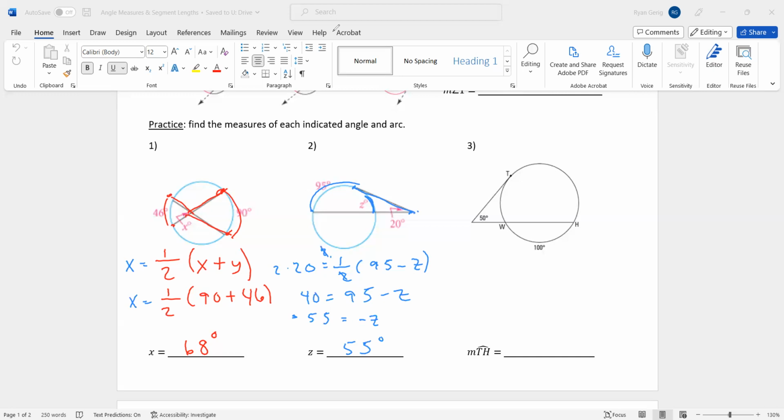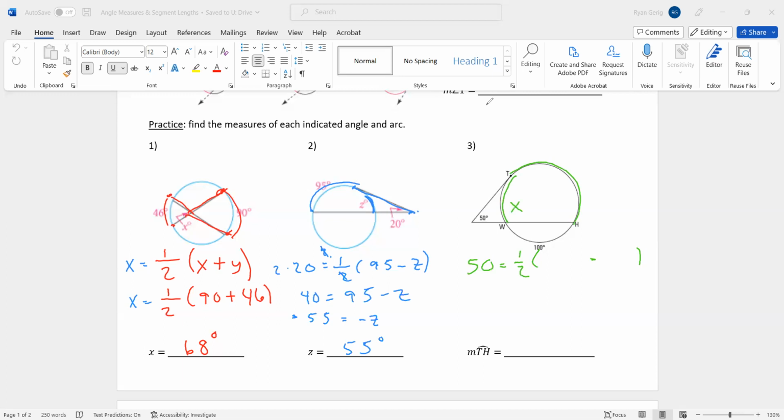This last one here is quite a bit more challenging. I've got the angle is 50 and it's outside the circle. So I know I'm doing 50 equals 1/2 something minus something, right? Keep in mind it's minus. Now, what is the only other thing I was given? I was given that 100 degrees for WH. Well, that's not even one of my intercepted arcs. My intercepted arcs are TW and TH. Those are my two intercepted arcs. I don't have anything there.